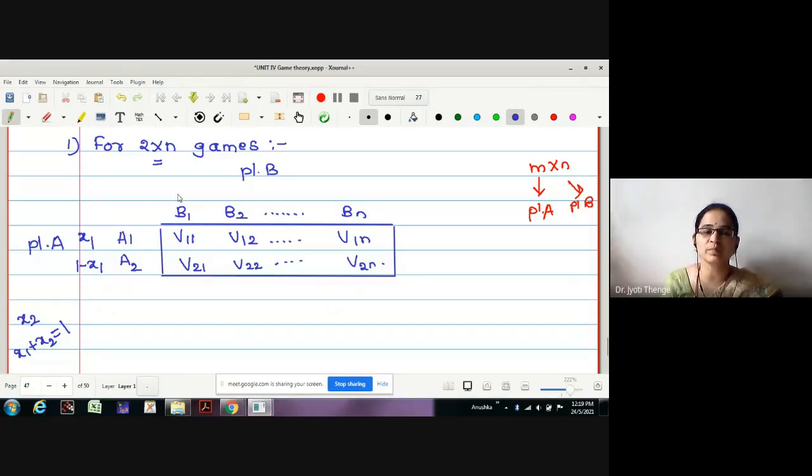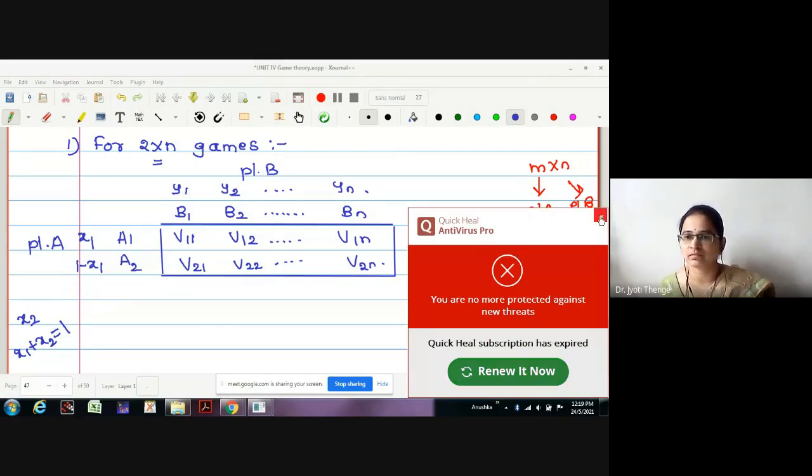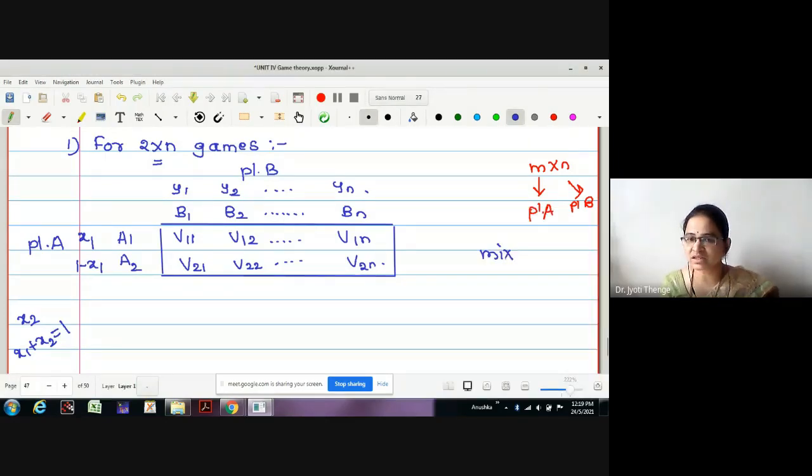Therefore, what about the probabilities of player B playing all these activities? Let me write these as y1, y2 to yn. Correct now? Why is this so? Because this is a game with mixed strategies, right?